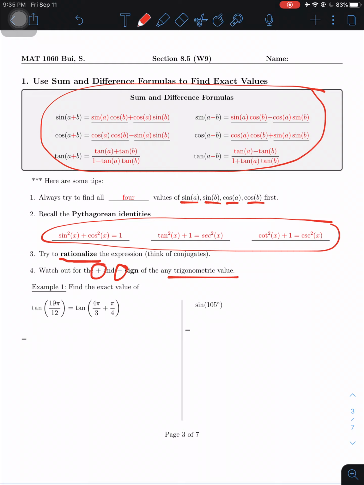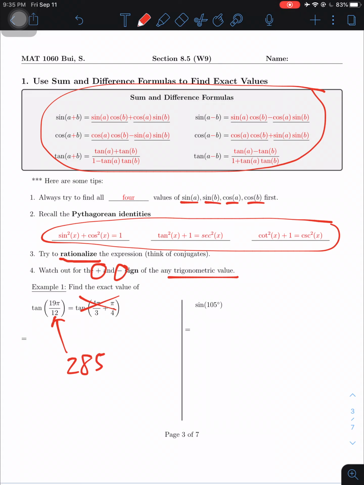Okay, so now let's talk about my example. Originally this is not there, but I put it there just to guide you guys. I'm not familiar with radians, so my personal advice is to convert this one to degrees first, and let me do it really quick. If I convert it to degrees, I'm going to get 285, right?